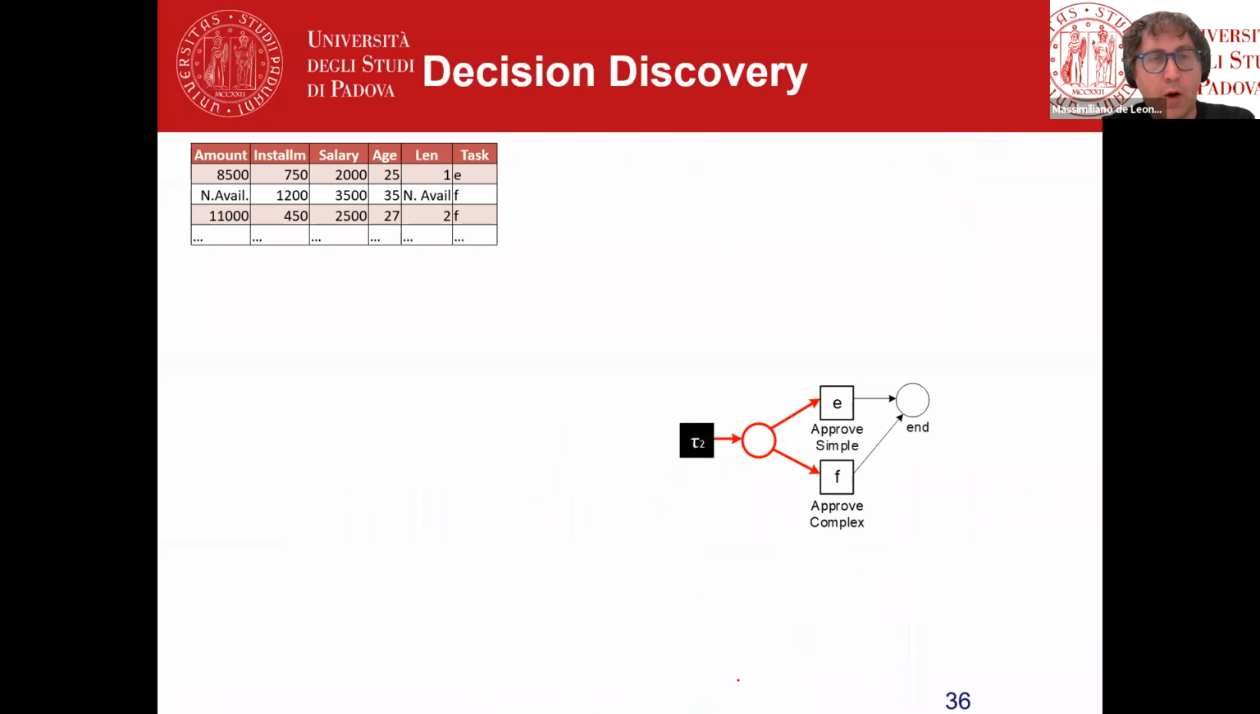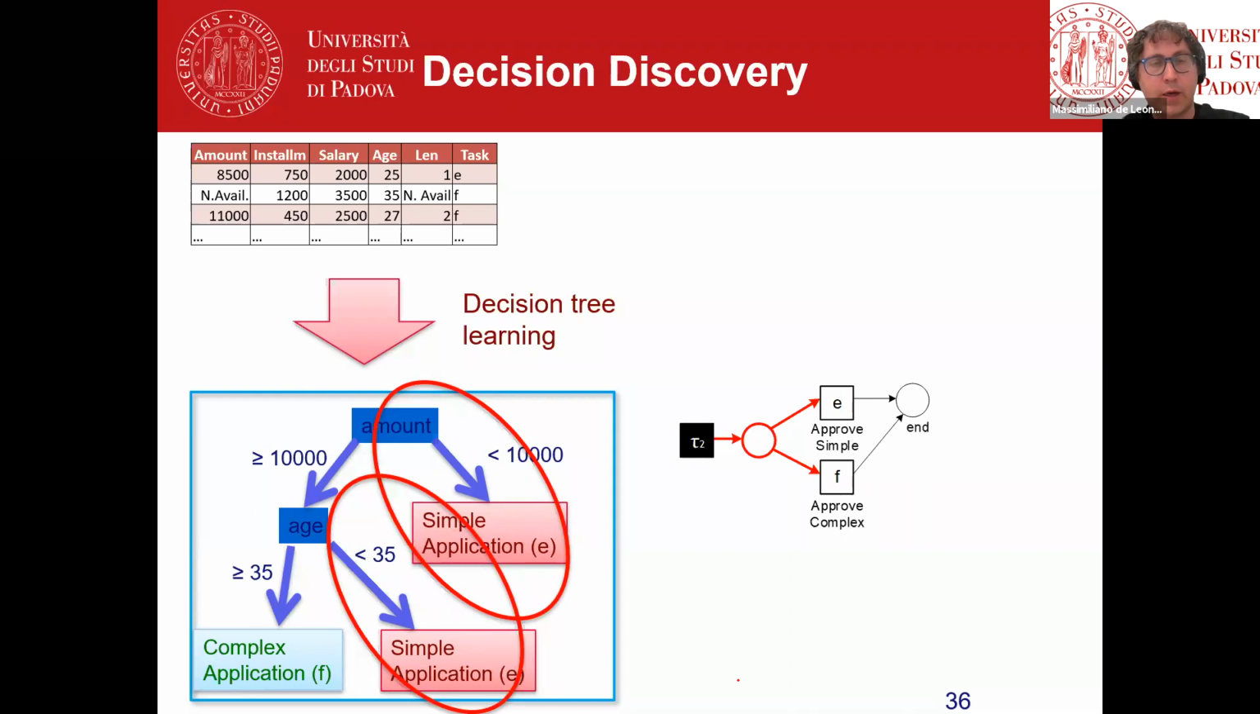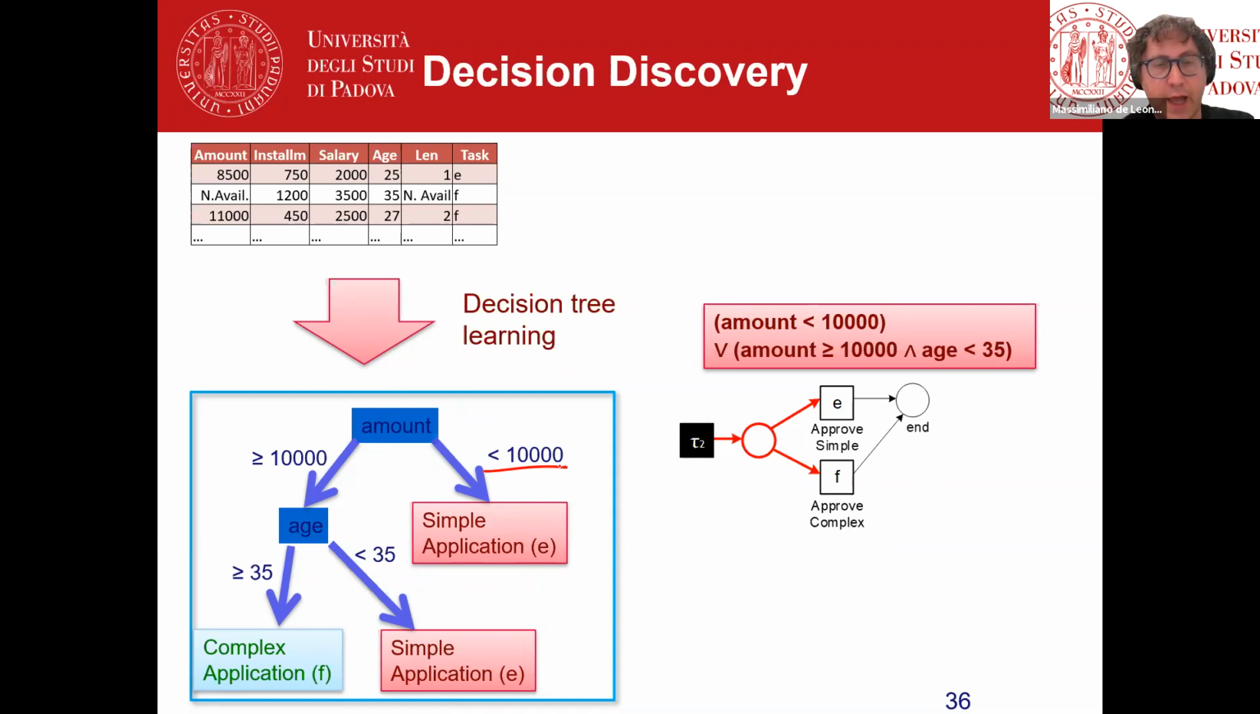Now I focus, for example, on the red decision point. I know which task was executed in each condition, and then I apply decision tree learning algorithms. For example, I can obtain a decision tree such as this. I see that in two cases the model is learning that the simple application is going to happen, and this can correspond to the following guard: if amount is less than 10,000, or amount is greater than 10,000 but the age is less than 35, I approve simple. I do complex applications when amount is larger than 10,000 and age is 35 or more. This way I can manage to discover decisions.